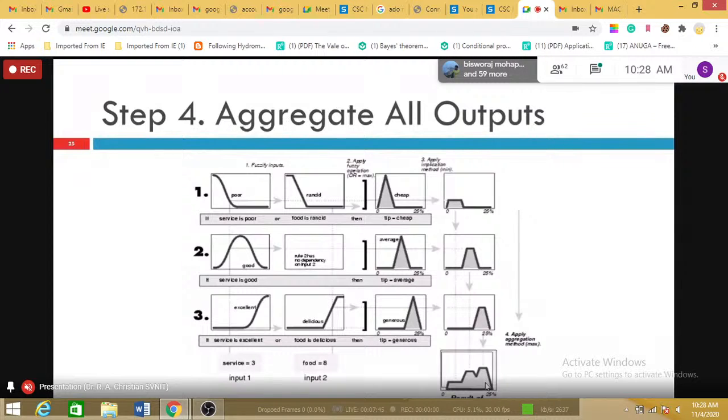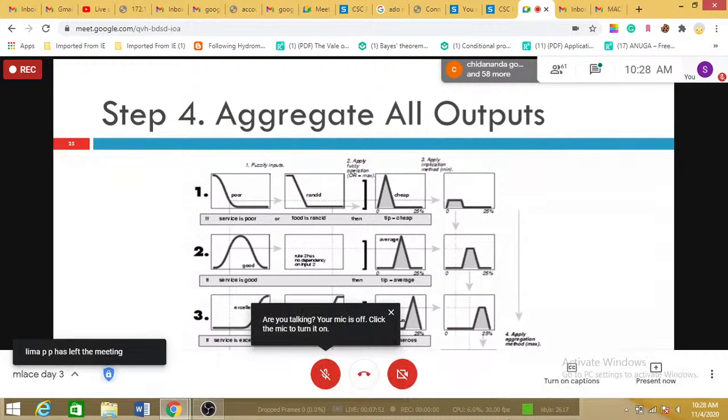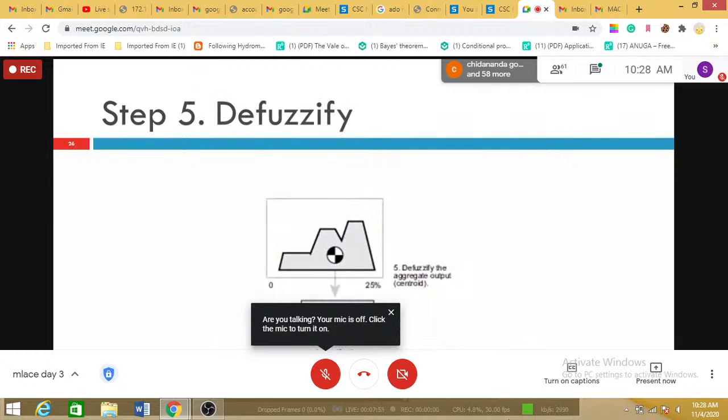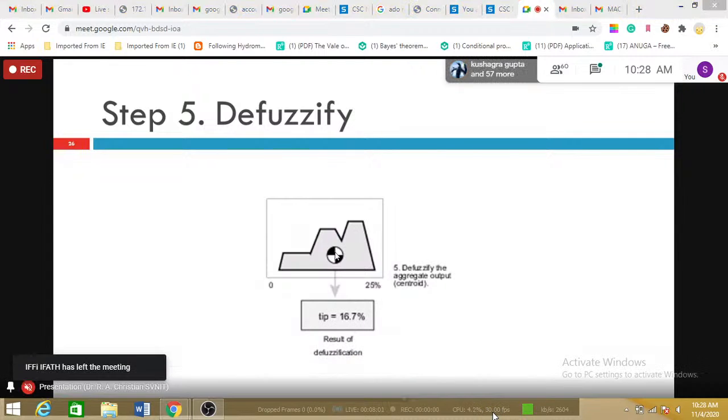Now this is all fuzzy, and I need to bring out a crisp value of how much tip to be given. And what I do for that is the centroid method, which I used earlier. This is the centroid of this figure, and that centroid says that my tip should be 16.7%.